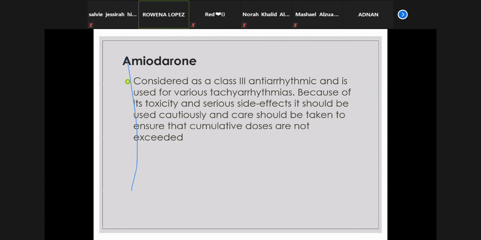So the patient also may receive amiodarone. This is something we discussed before. It is a class 3 antiarrhythmic and is used for various tachyarrhythmias. For all the tachyarrhythmias that we have, amiodarone is always the first drug of choice in the new guideline.